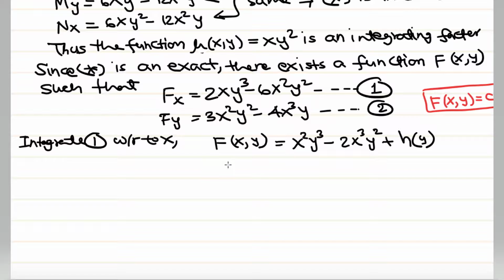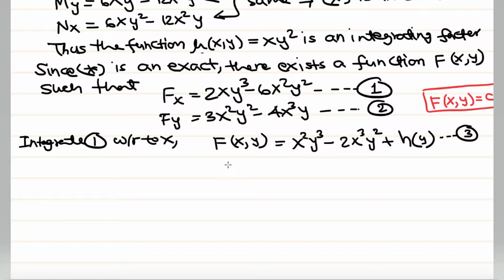So let me put this equation. As soon as we find the value of h, this function equals constant is the solution. Let me name this one just for future reference, number 3. Now equation 2 is f sub y. So we have f here. Let's find the partial derivative of this f with respect to y so that we can compare, and hopefully we'll get the value of h.